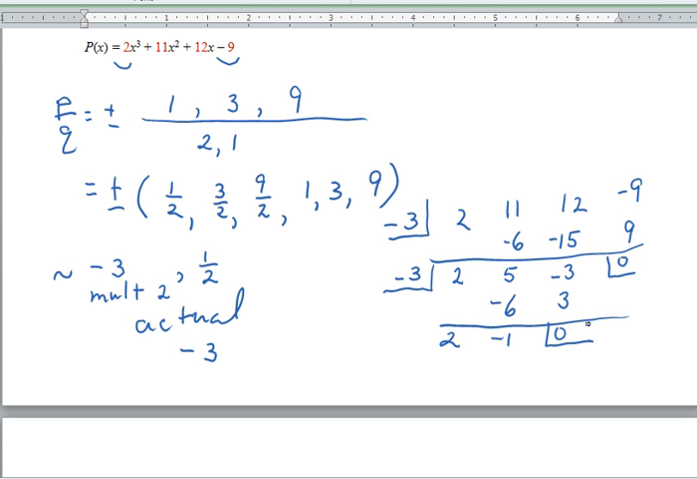This last factor, the negative 1 is the coefficient of x to the 0, the 2 is the coefficient of x to the first. This last factor represents 2x minus 1, and it equals 0 if and only if x equals 1/2. So we actually confirmed that negative 3 was a 0 twice, and that we also have a 0 of 1/2.